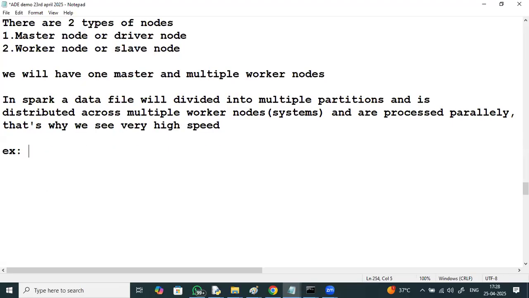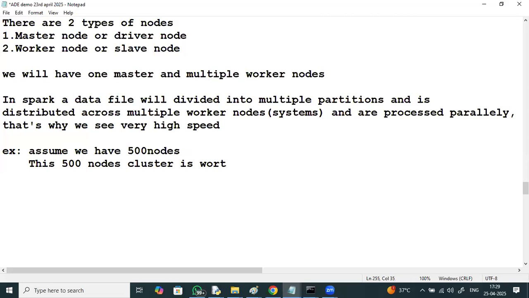Example, assume we have 500 nodes. This 500 nodes cluster is worthy of processing 2 TB of data at a time.